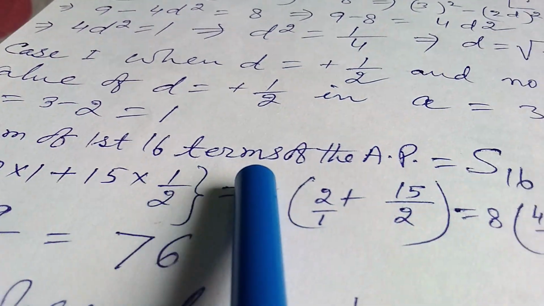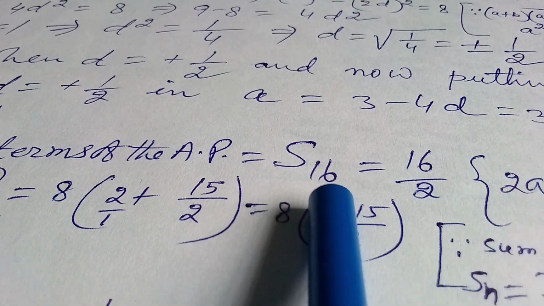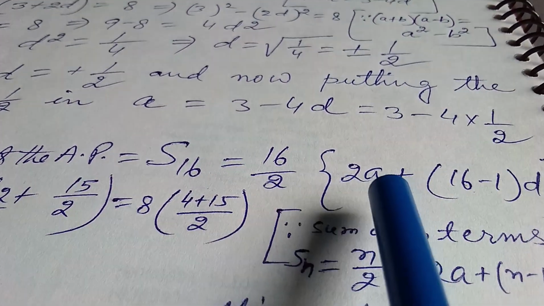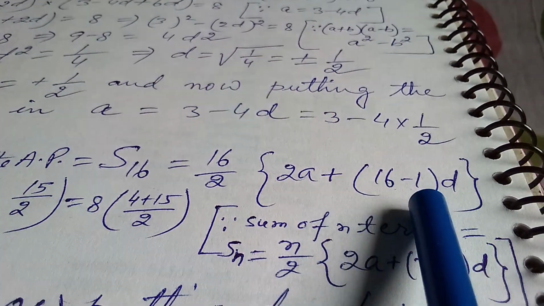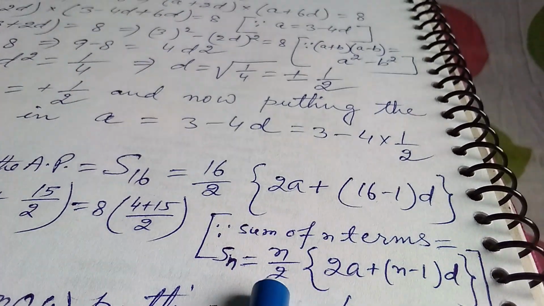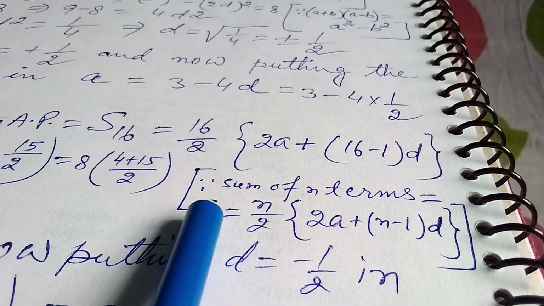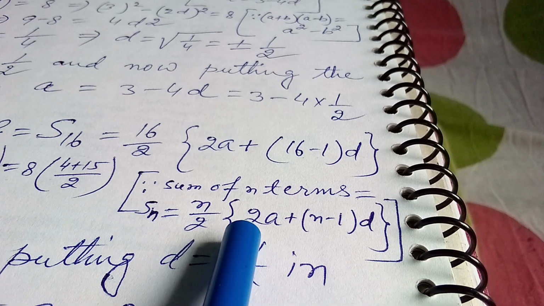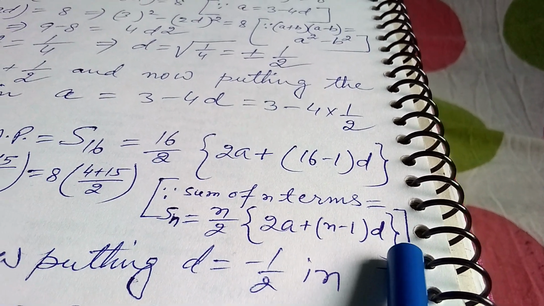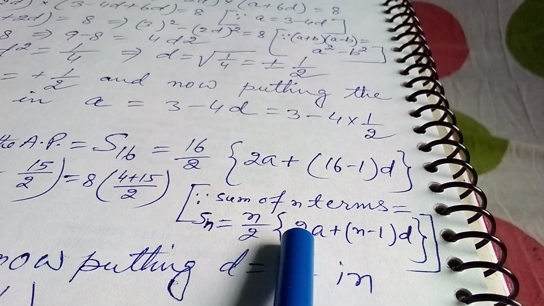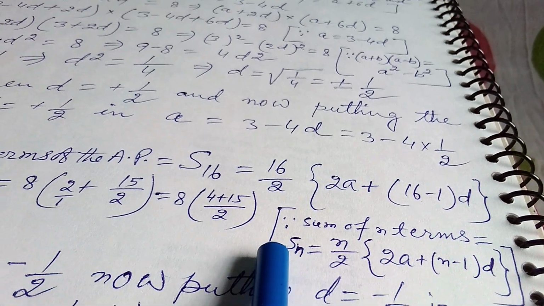Therefore, the sum of the first 16 terms of the AP is S16 equals 16 by 2 into (2A plus (16 minus 1) into D). Since the sum of n terms is Sn equals n by 2 into (2a plus (n minus 1) into d). This is the formula, and in this formula only we are putting the values.